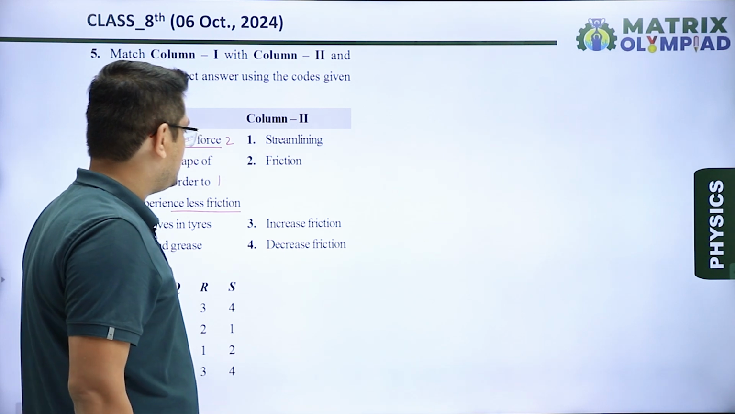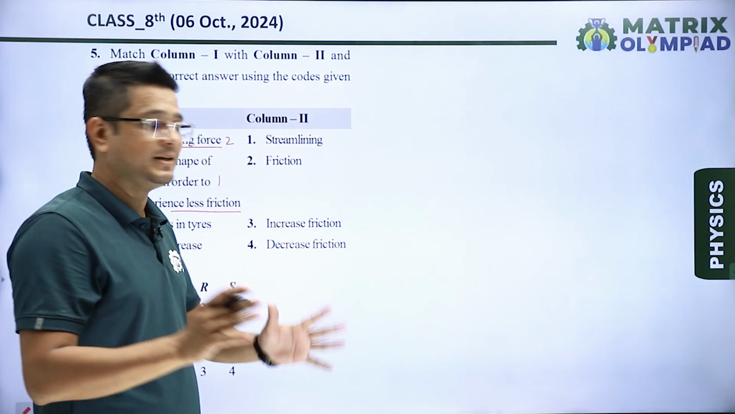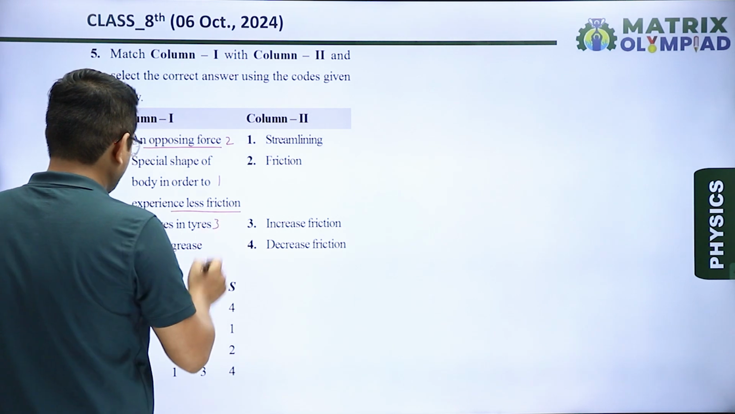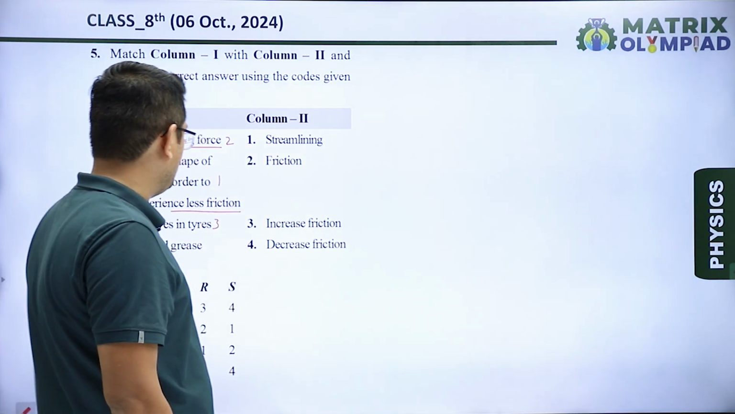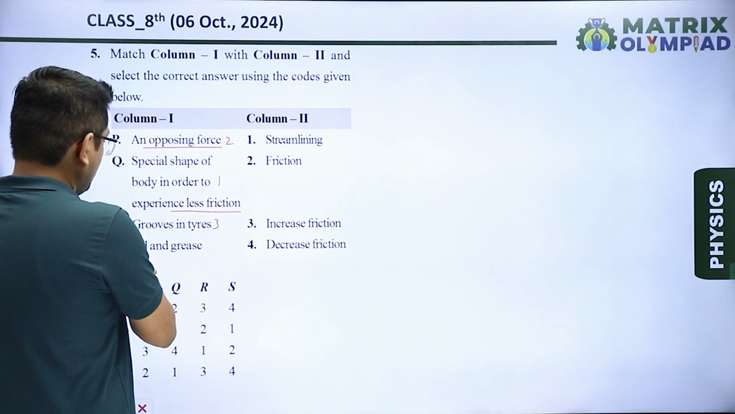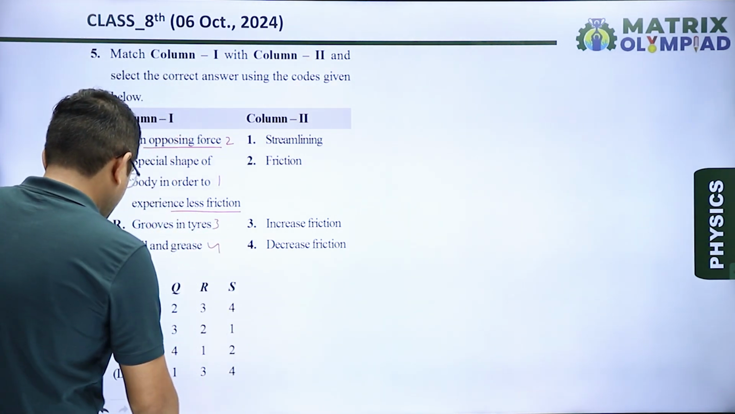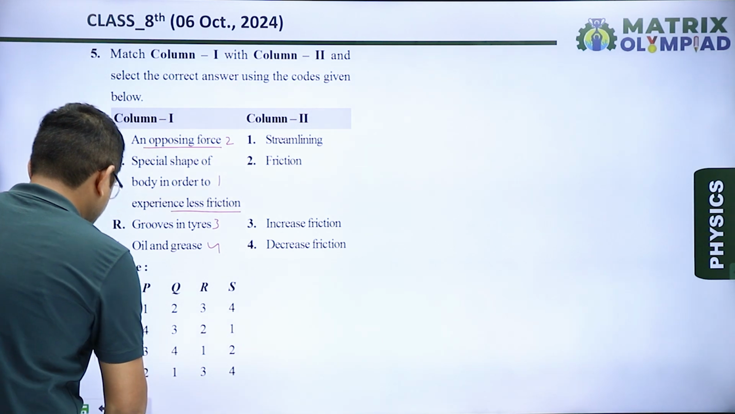Grooves in a tire are used to increase the friction so that the vehicle cannot skid. So for R I am writing 3. Oil and grease, we know that lubricants reduce friction. So I am writing here for S 4. So the correct code is 2134, that means option D is our correct answer.